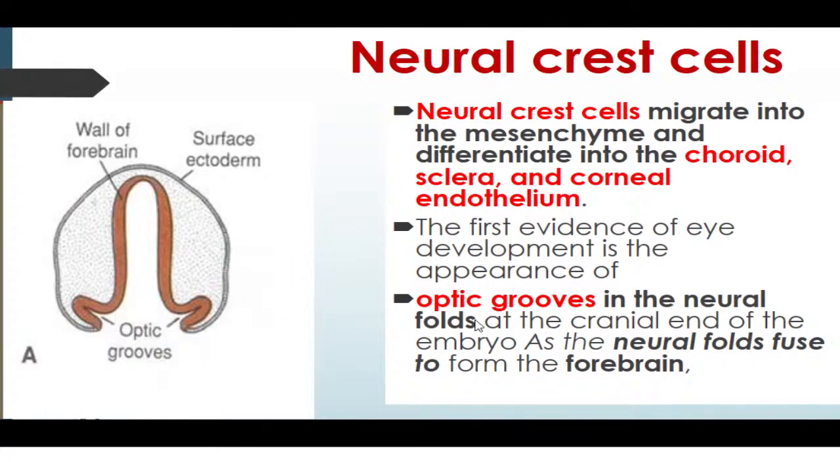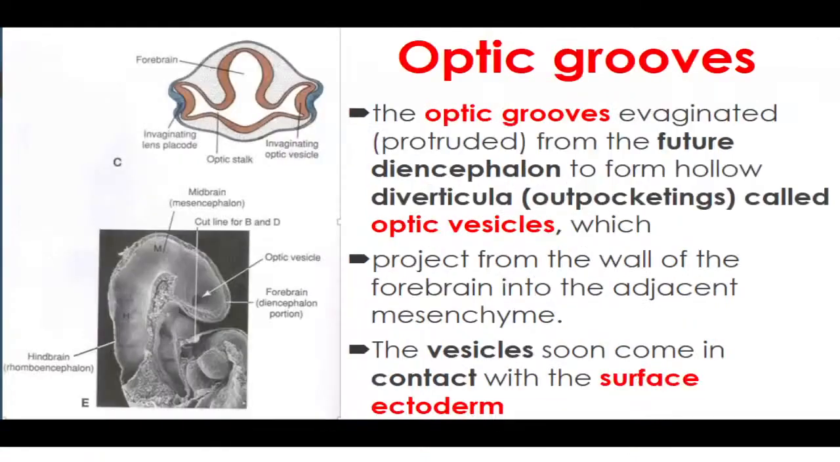And optic grooves in the neural folds of the cranial end of the embryo, as the neural folds fuse to form the forebrain in future. So optic grooves evaginate. Look at this one, we have a very good visible optic vesicle. They evaginate, protruding from the future diencephalon to form hollow diverticula. This hollow diverticula out-pocketing is called the optic vesicle.